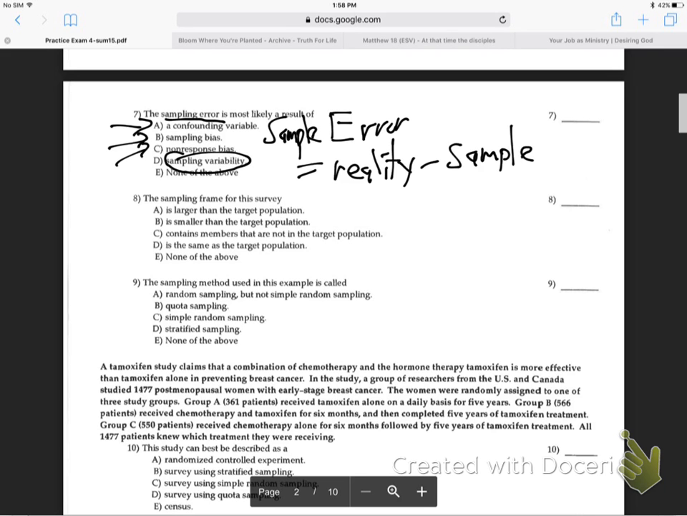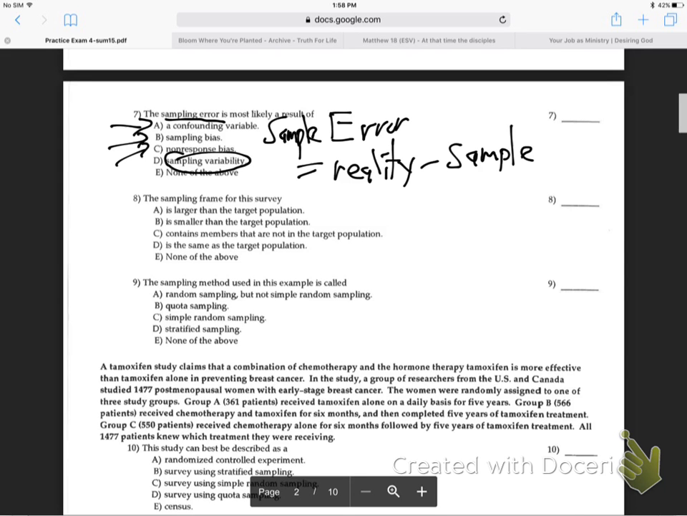Now the frame, is it larger than the target? No, you can't. Is it smaller than the target? Yes, it is smaller. Does it contain members that are not in the target? No. We grab marbles out of the bag. The frame is the bag. It's the same as the target. Yeah, it's the same. The frame was the bag, right?